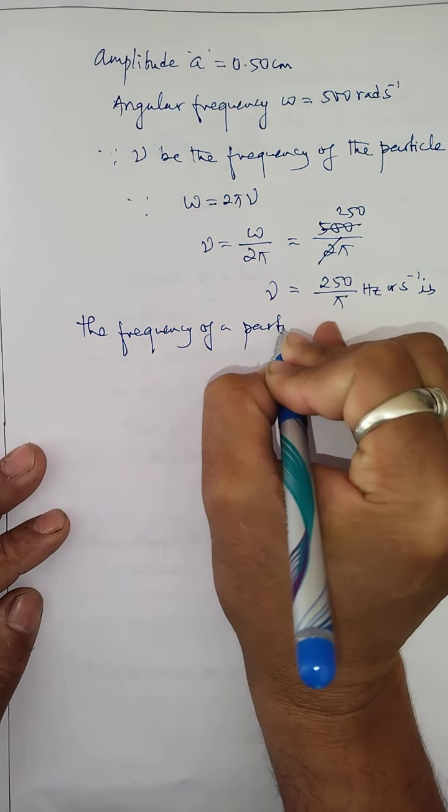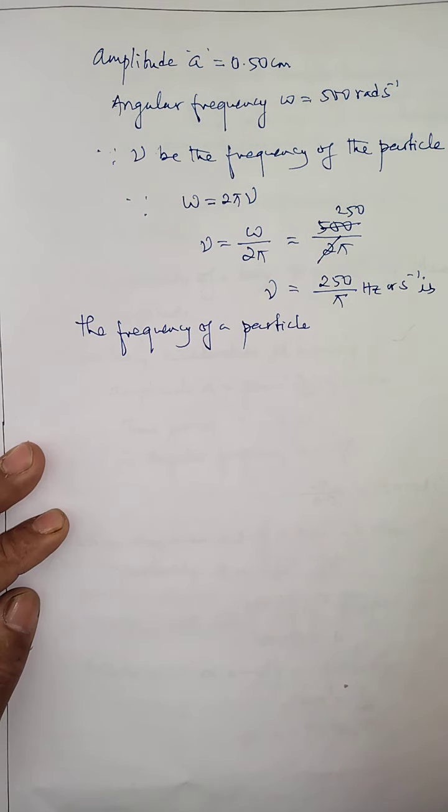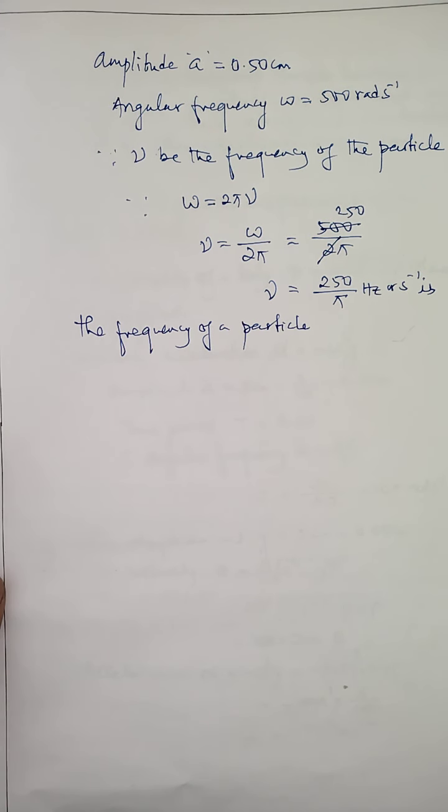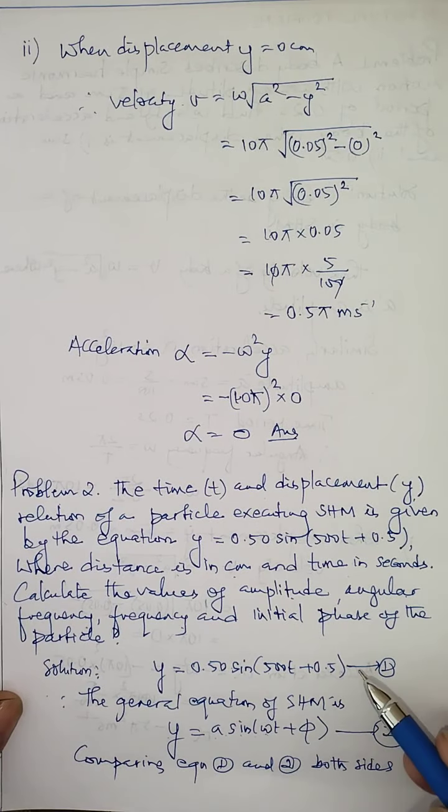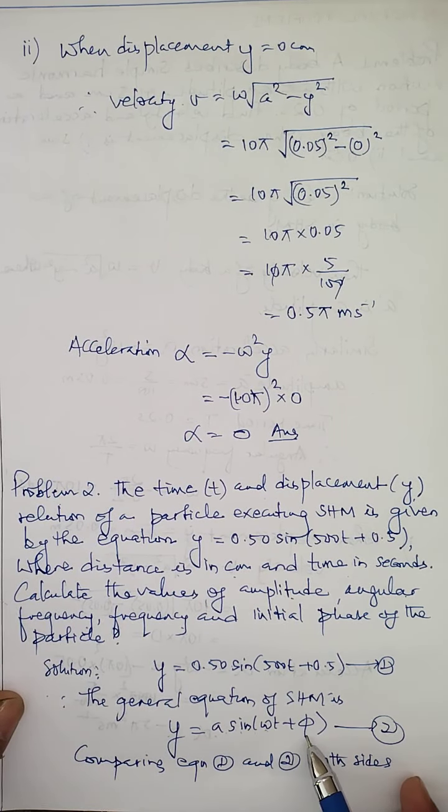Now after calculating the frequency, the question says to calculate the initial phase. Initial phase is also called epoch. Now this can also be calculated by the relation. And children, if you look at equations 1 and 2, this phi is called the initial phase or epoch, and that is equal to 0.5, because if you compare plus and plus, 0.5 is equal to phi, and that is called epoch.